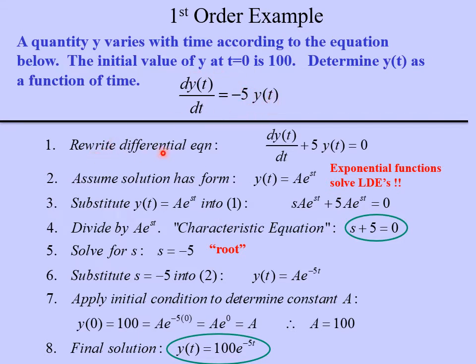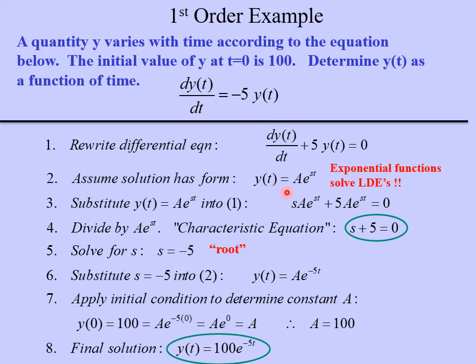So let's rewrite our differential equation and put all the y's over on the left side. We have dy/dt plus 5y equals 0. Now, again, I'm not going to prove this, but this is something you learn in your math class: solutions to these types of equations are exponential functions. The idea here is that exponential functions solve linear differential equations. So we're going to assume that the solution has an exponential form.